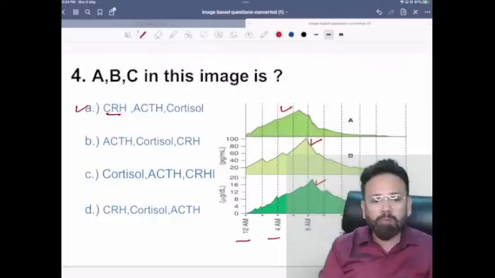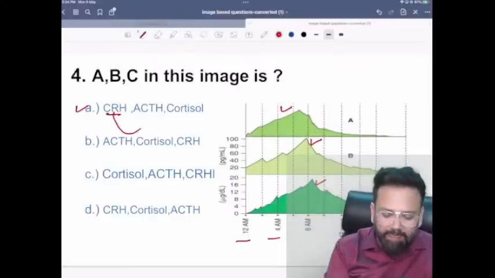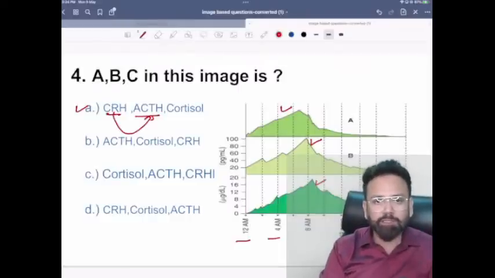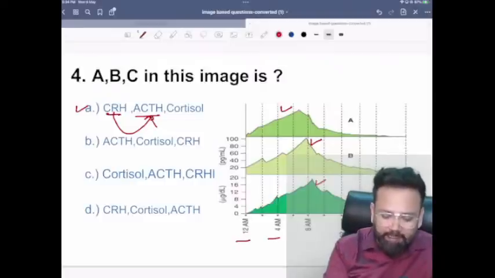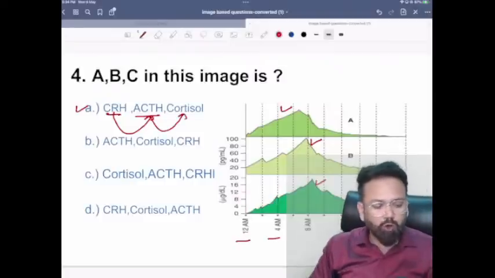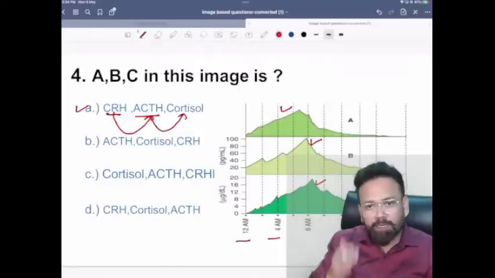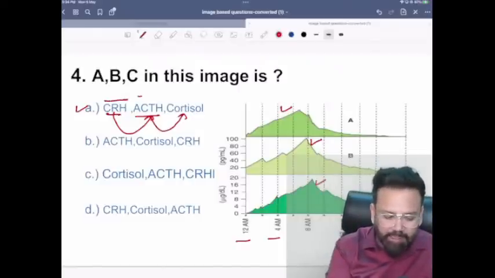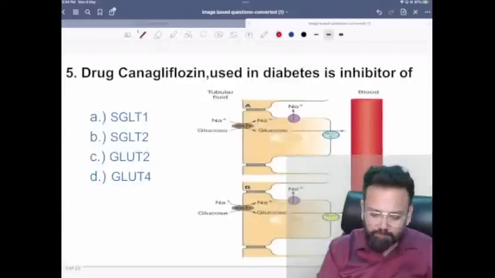CRH from hypothalamus will stimulate ACTH. Then this will rise in the pituitary gland, and then this will stimulate adrenal cortex, so cortisol will rise. It will be like a sequence: CRH, ACTH, and then cortisol.